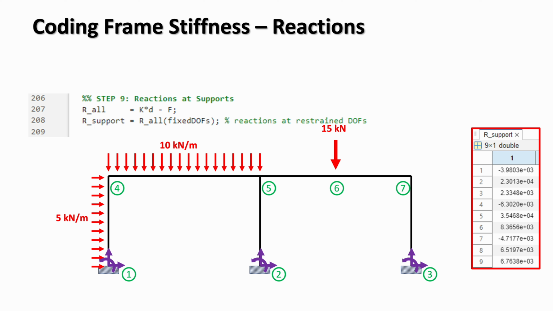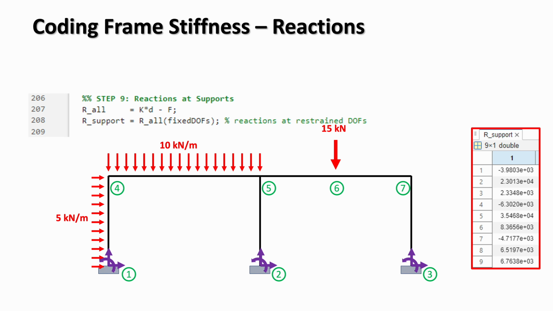With the full displacement vector now known, we can move on to step 9, computing the support reactions. These are the forces required at the restrained degrees of freedom to enforce the boundary conditions. Essentially, the forces the supports must provide to keep those degrees of freedom fixed at 0. The calculation is straightforward and comes directly from global equilibrium. R equals KD minus F. This gives the reaction force for every degree of freedom in the structure.